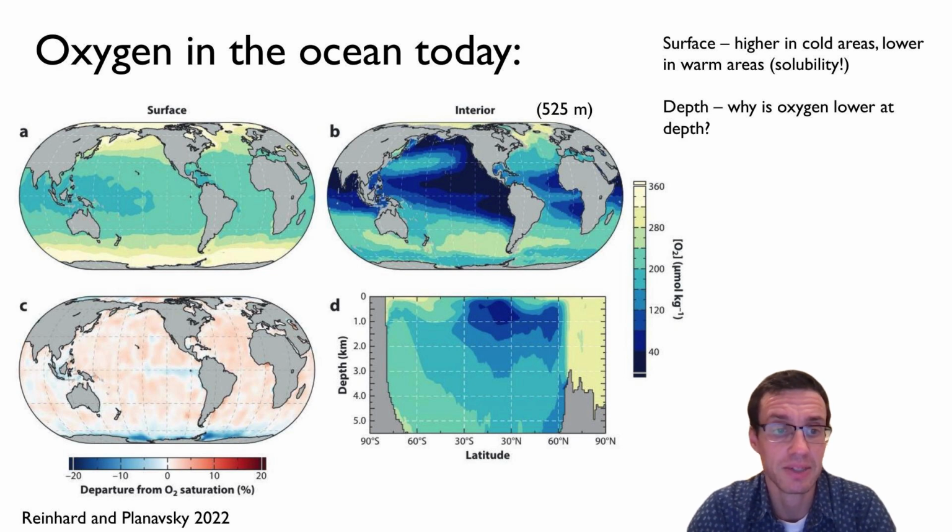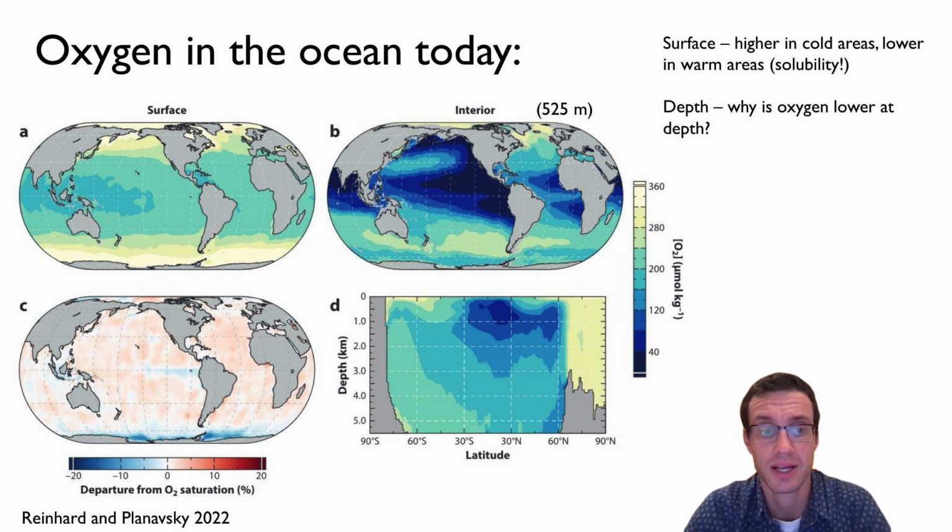This is the departure from oxygen saturation. So 0% basically means that the water is holding exactly as much oxygen as it can. And you see slight positive saturation throughout. That's mainly from biological production. A few areas where it's lower, that's upwelling of deep waters that are low in oxygen. But basically, the water at the surface is pretty close to holding the amount of oxygen that it can based on solubility. The picture gets different once you go into the ocean interior.